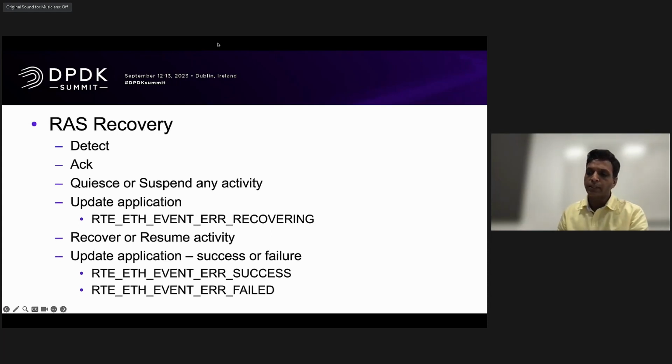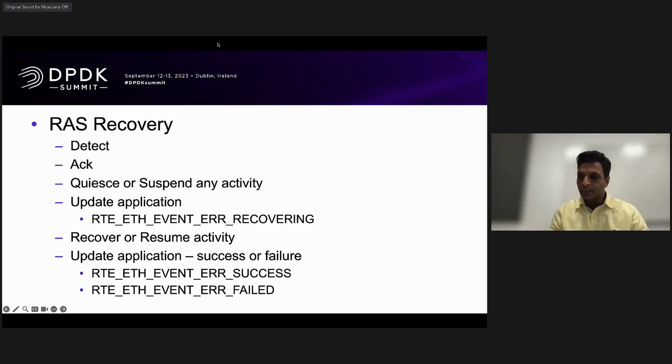Once an error is detected, the hardware, the firmware, and software acknowledge this, and then they need to act and perform their roles. Especially if the driver ends up identifying that there is an error, it needs to suspend any activity. That can include the control plane activity and the data plane activity, and this is to prevent any further damage, interference in the recovery process, or any other catastrophic failures.